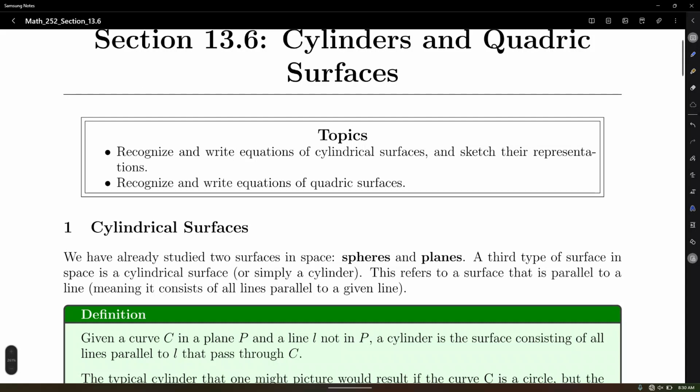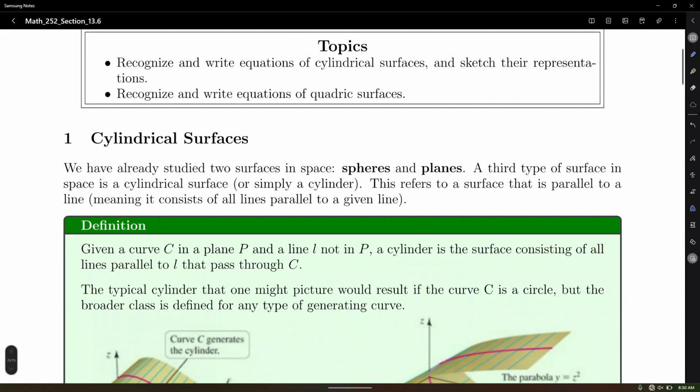Well, number one, the cylindrical surfaces, and then recognize and write equations of quadric surfaces, which is the 3D equivalent of what you know as the conic sections. Remember conics, the parabola, the ellipse, the hyperbola. So there are 3D versions of those. You'll see they're pretty cool.